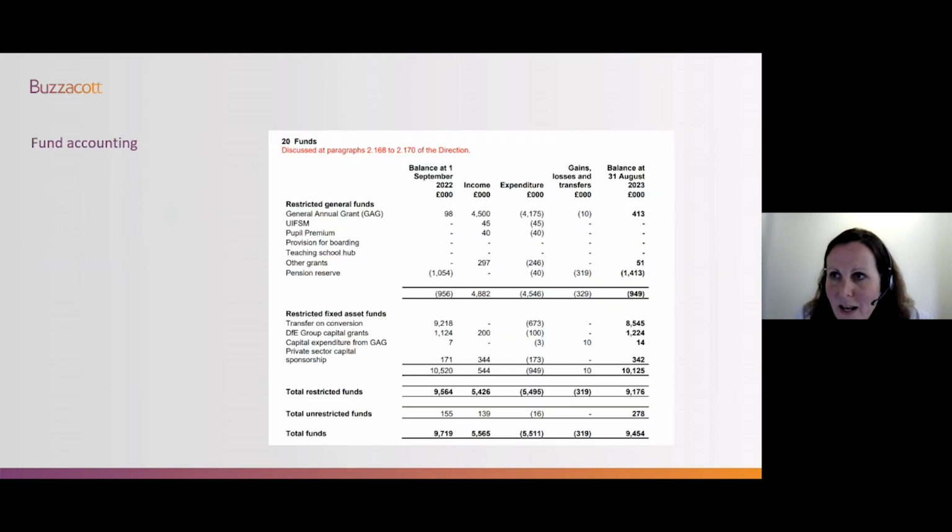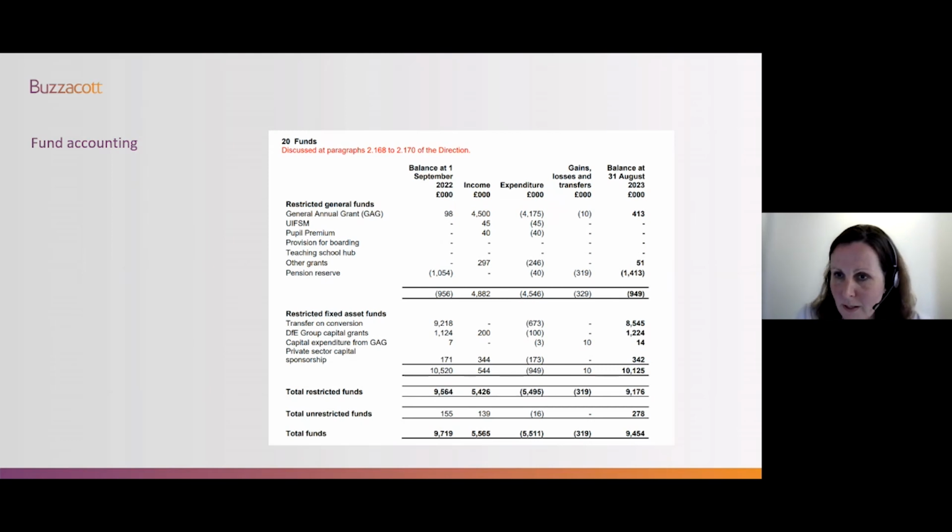So just moving on to the next slide, in terms of fund accounting. So I mentioned this is absolutely crucial to the core of the financial statement. So this is a replication of the fund note that comes from the accounts direction itself. So this is a more detailed breakdown of income and expenditure and the balances against each funding stream. It's a more detailed breakdown than anywhere else within the accounts, but you must ensure that the subtotals within this note tally to the other statements.